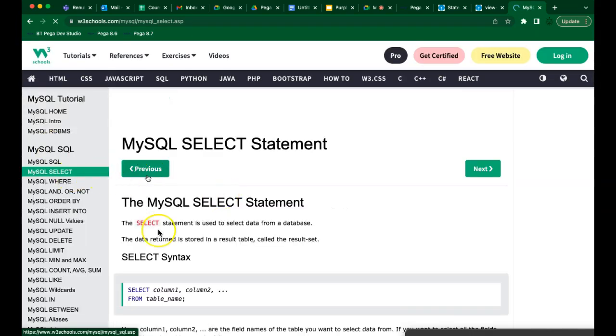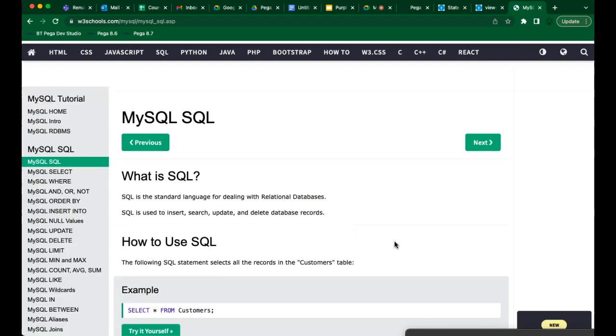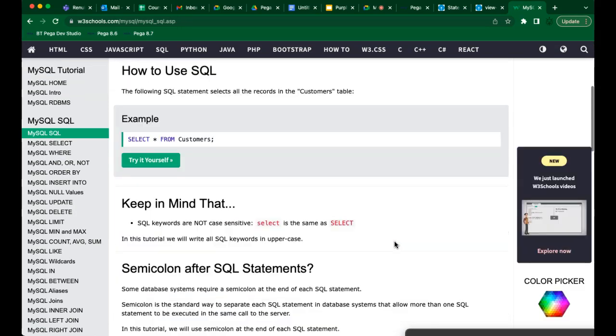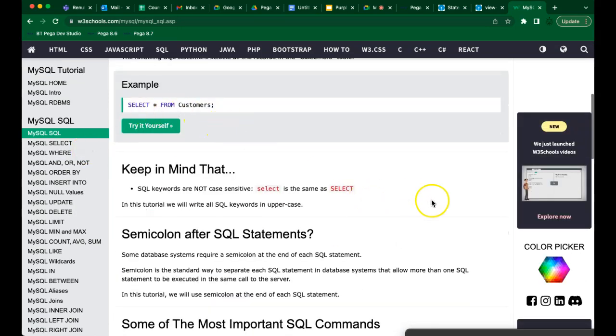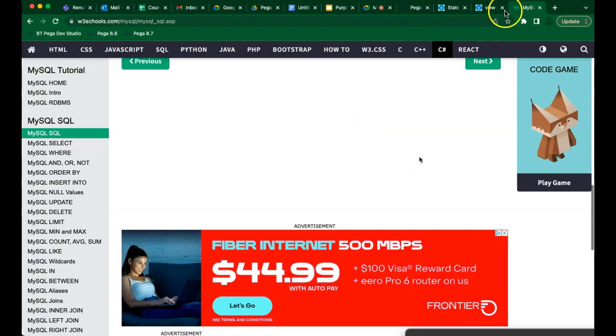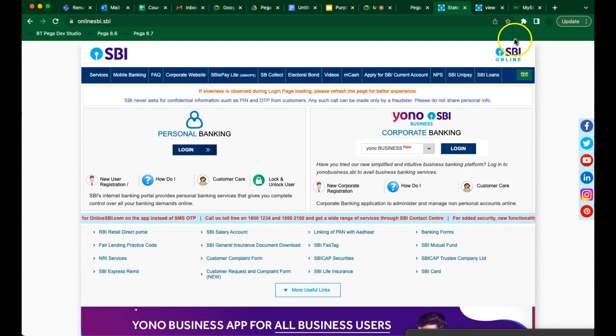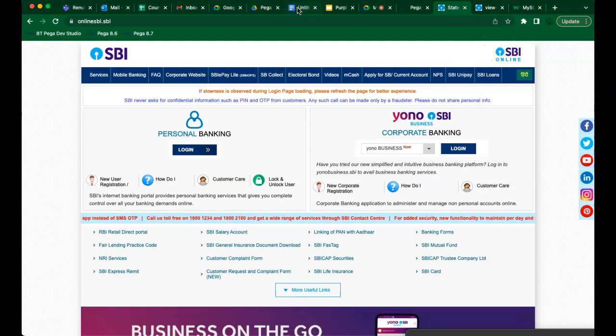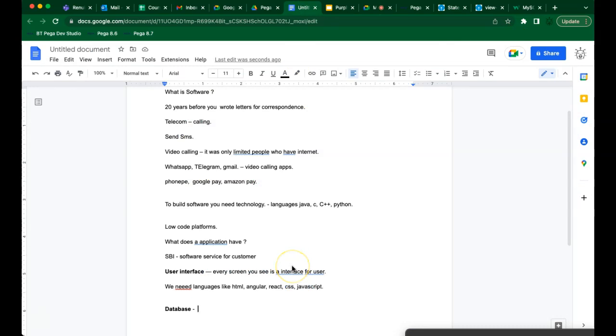For example, if I want to know how many customers there are for SBI, I do a select star from customers, and this returns me how many records there are. If I have to look up the number of users in SBI, I can go into their database and run such a script. But that is again a language. To do any database operation, you need to know the SQL language.